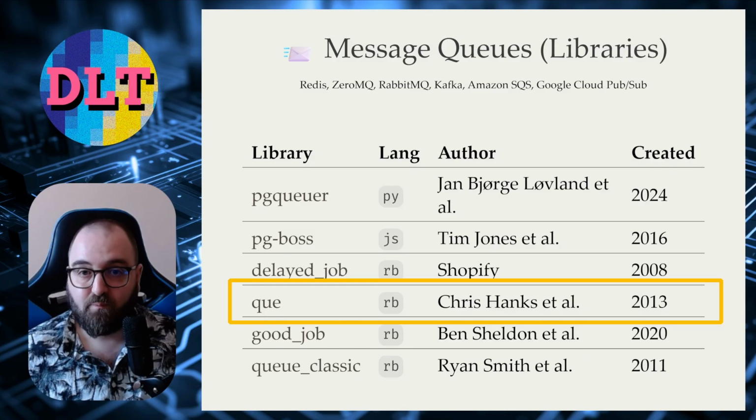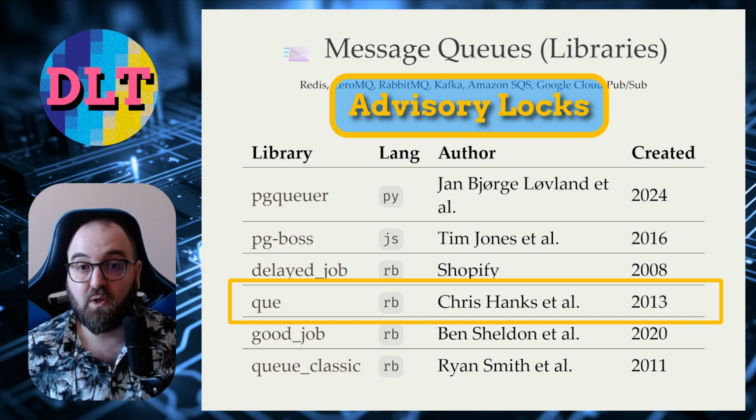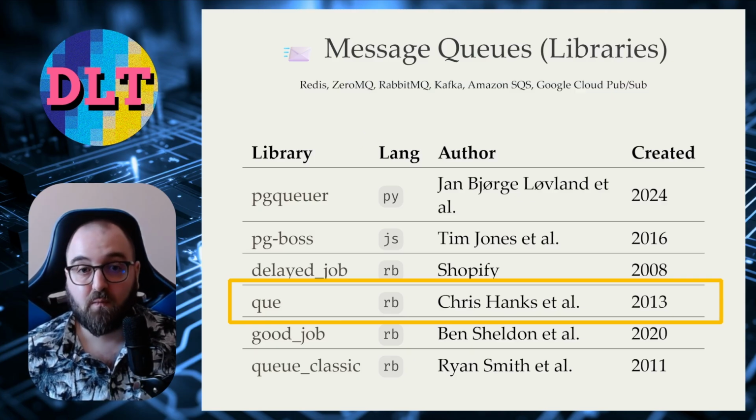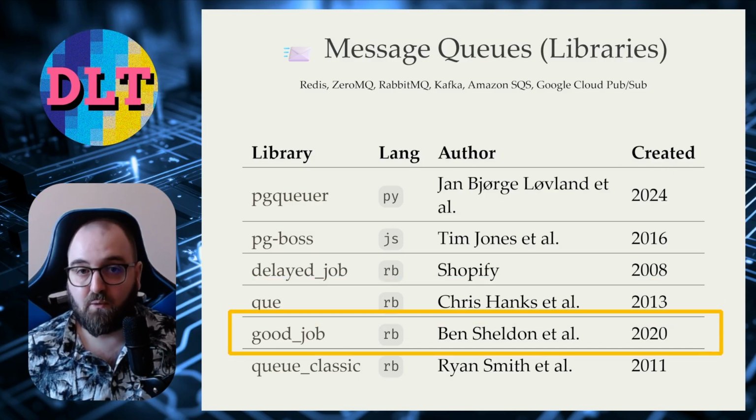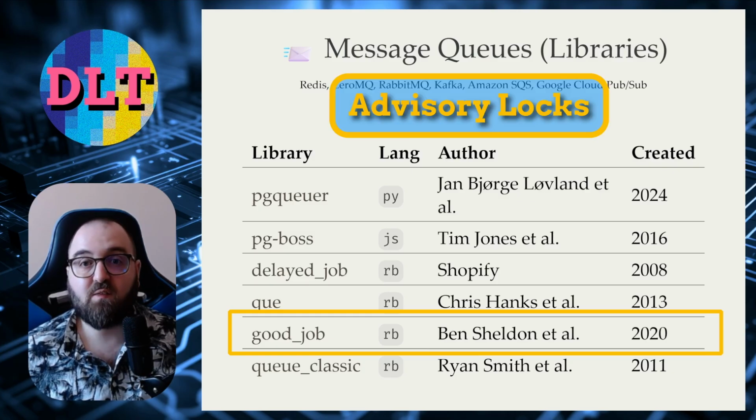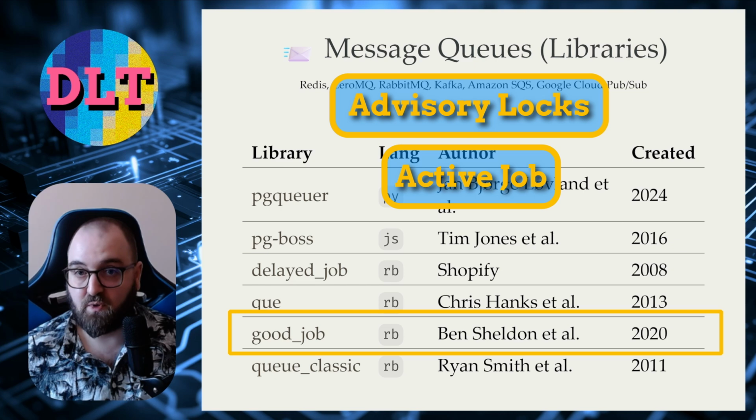Then you've got Queue, which focuses on reliability and performance, taking advantage of Postgres advisory locks, which are application-specific locks that can be set at session level or transaction level. These fail immediately when locked instead of blocking like row-level locks do, so workers can try another job. Then you've got Good Job, another Ruby library inspired by Delayed Job and Queue, and it also uses advisory locks but provides Active Job and Rails support as well.